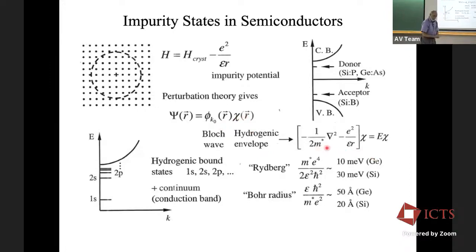There are things like mass anisotropy and multiple valleys and things like that we understand quite well. But the most important thing to realize is that because of the dielectric constant of the silicon and the small mass compared to free electrons, the effective Rydberg of this hydrogen atom is 10 to 30 millivolts, in silicon it is 30. And the Bohr radius is 20 angstroms in silicon and 50 angstroms in germanium. It can be 500 angstroms in indium antimonide, for example. So it's much, much larger than the lattice constant. And so the fact that some of these impurities are substitutional, the discrete substitutional places don't play any role. You can think of them as essentially in continuum.